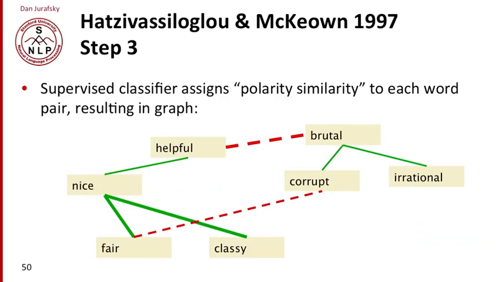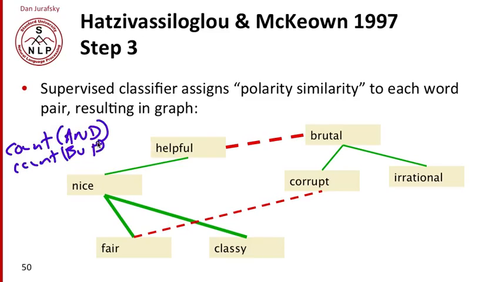And now we can build from that a classifier, and the job of the classifier is just to assign for each pair of words how similar the two words are. And so we can give the classifier the count of the two words occurring with an and in between them, and a count of the two words occurring with a but in between them.